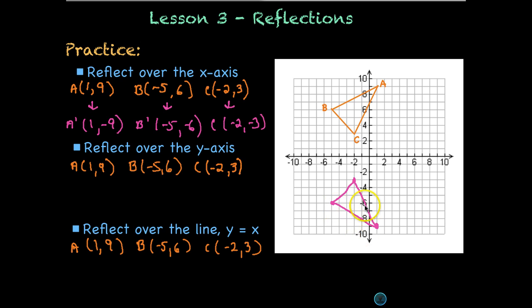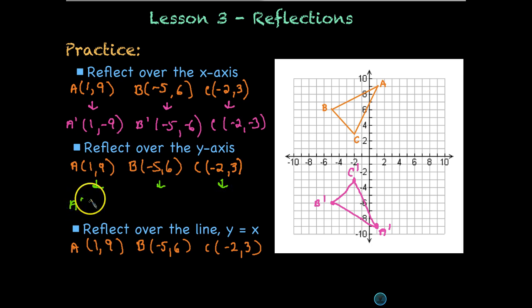And here is the graph, our image. And remember that when we graph our image, we always want to make sure to label the corresponding vertices. So we would have C prime, B prime, and A prime. Now let's look at how we would reflect over the y-axis. If we go back to our notes, you will remember that in order to reflect over the y-axis, all we have to do is change the sign of the x value.